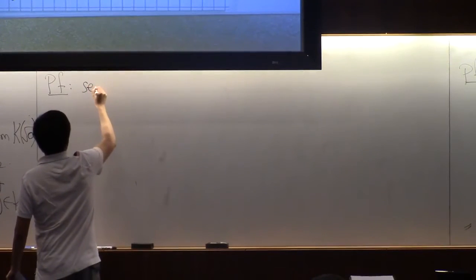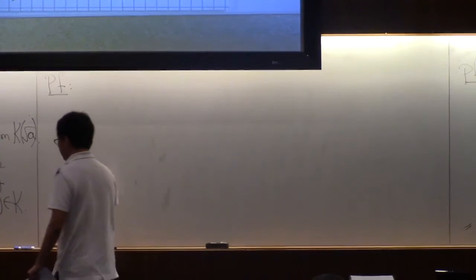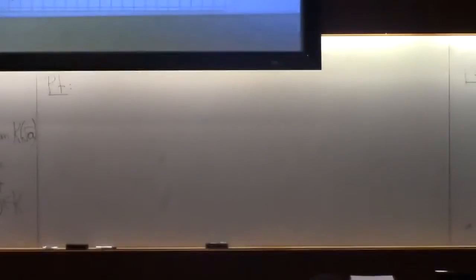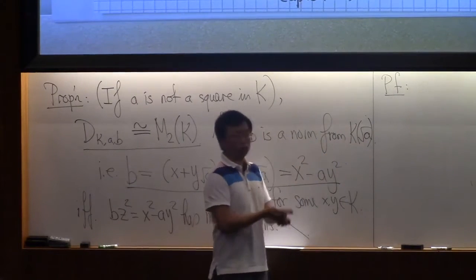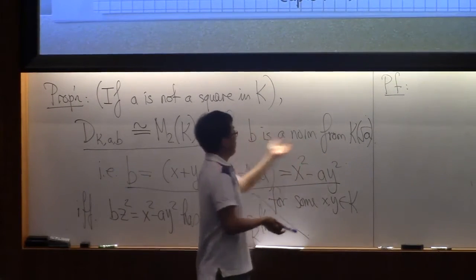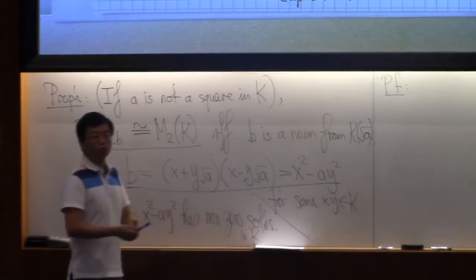So first of all, sorry, before giving the proof, I want to say that I put a parenthesis on this condition, A is not a square in K. The reason I put a parenthesis on this condition is that it's not important, in the sense that you don't have to put this. When A is a square in K, the previous lemma I just erased says that this quaternion algebra is isomorphic to the matrix algebra. And in that case, K adjoin root of A is just K. So, of course, B is the norm from this field itself.